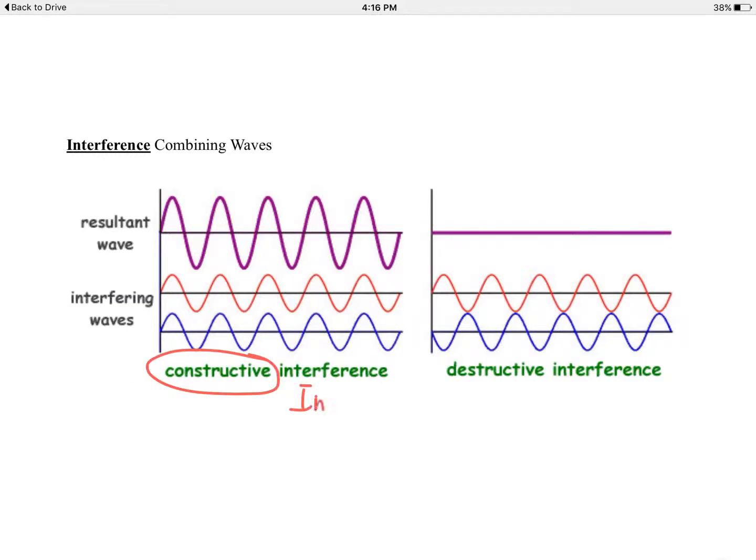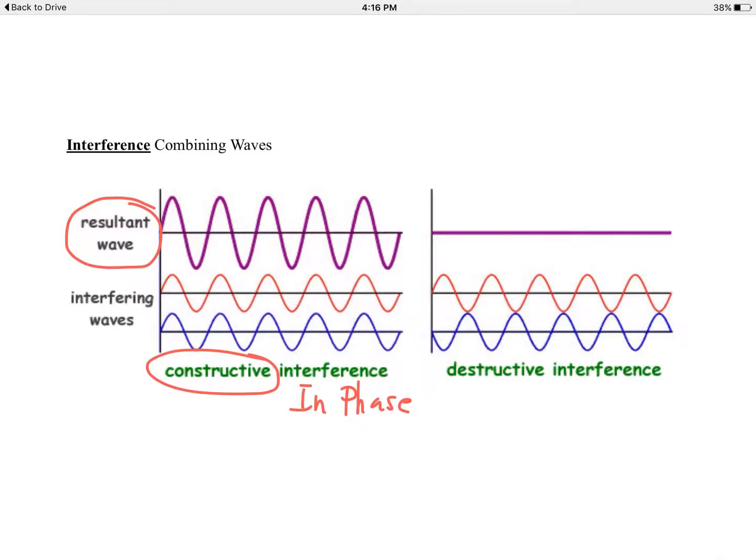These two waves are in phase. So when you add together, the resultant wave is basically the algebraic summation. If the two initial waves were the same size as each other, same amplitude, the resulting wave would have twice the amplitude of either one of the initial waves added together.